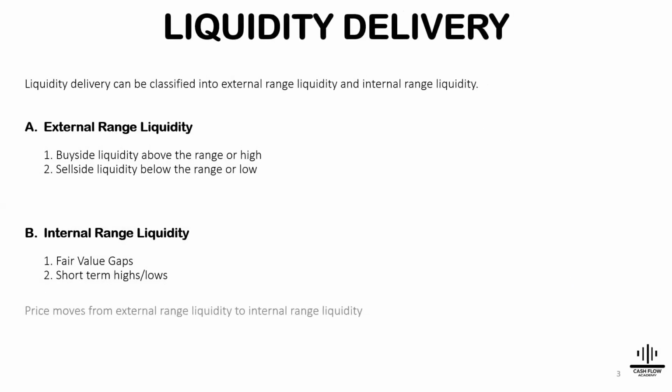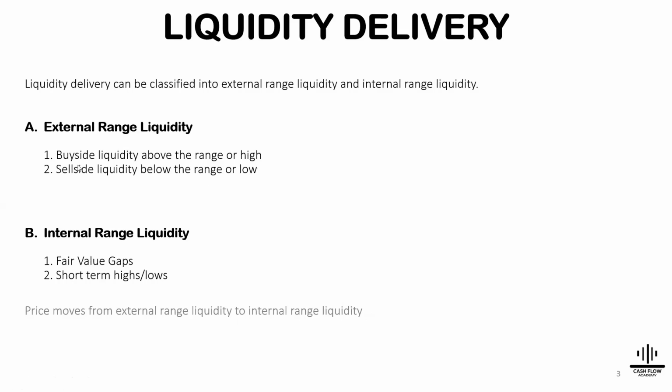Liquidity delivery. Now, something we need to understand in order to grasp the whole concept of daily buyers is liquidity delivery. How is liquidity delivered? Liquidity is classified into external range liquidity and internal range liquidity. The external range liquidity consists of the buy side liquidity, which is found above the range or high, and the sell side liquidity, which is found below the range. So it's just very simple.